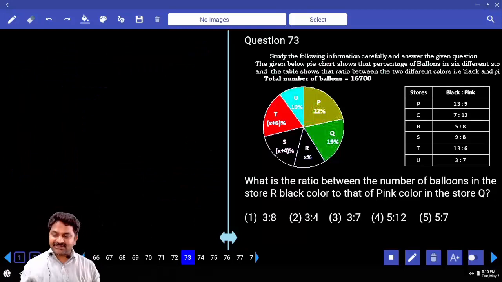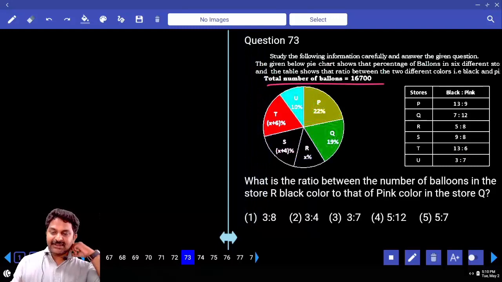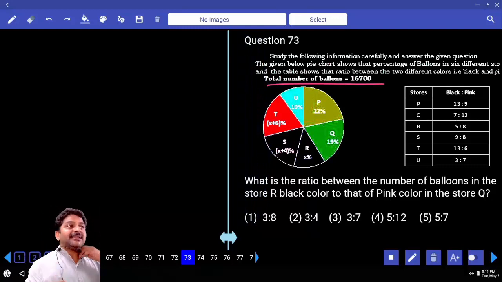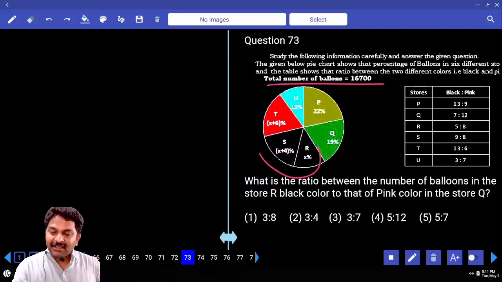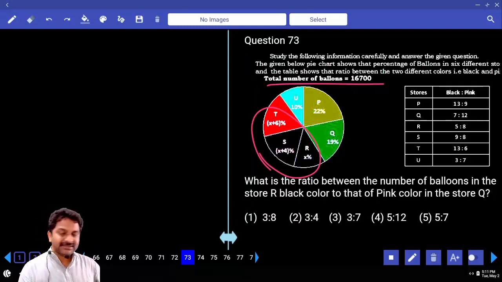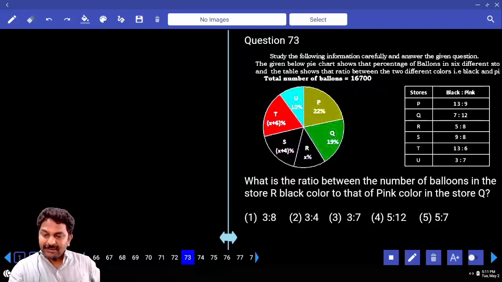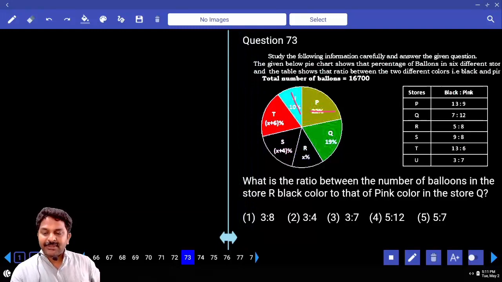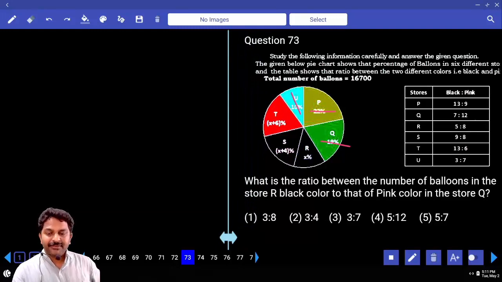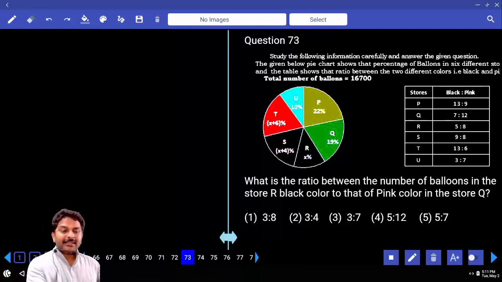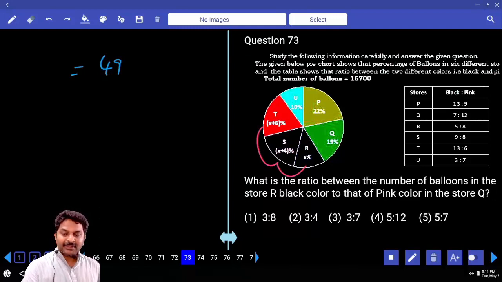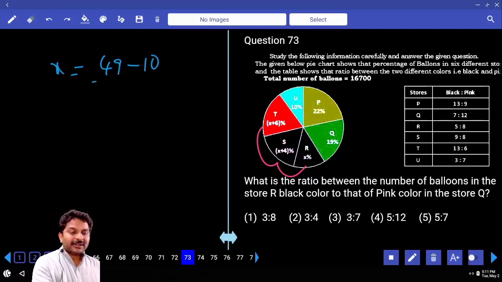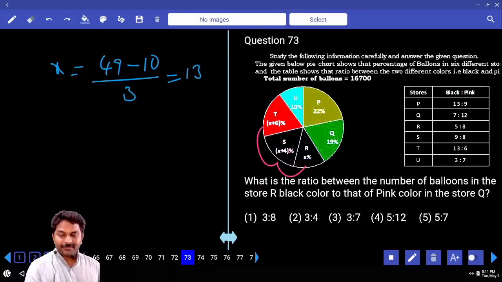73 onwards. Number of balloons total 16,700. If you look at this data, there are 3 values which have a variable x. 10 plus 22, 32. 32 plus 19, 51. Remaining 49. That 49 percentage must be equal to the sum of these 3 values. So that is 3x plus 10. Then x is equal to 39 by 3, which is 13 only.